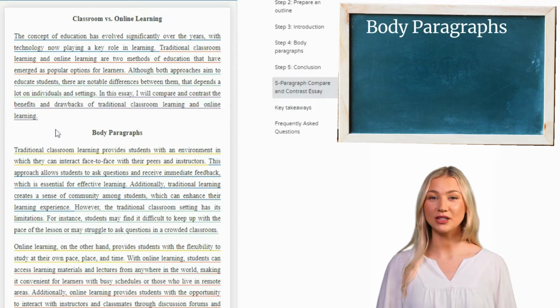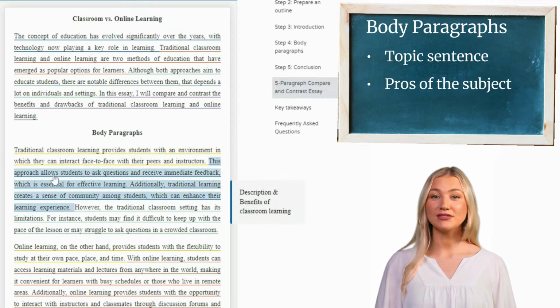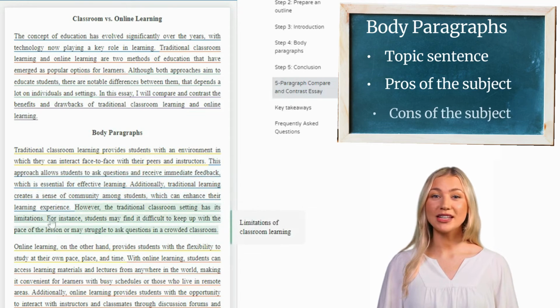Let's move on with one of the body paragraphs. It starts with a topic sentence where the writer tells the basics of classroom learning. Then, the writer focuses on the main benefits of classroom learning so they can compare it with online learning in other body paragraphs. Lastly, we see the part where the limitations of classroom learning are mentioned briefly. You need both pros and cons of your subject in a body paragraph.